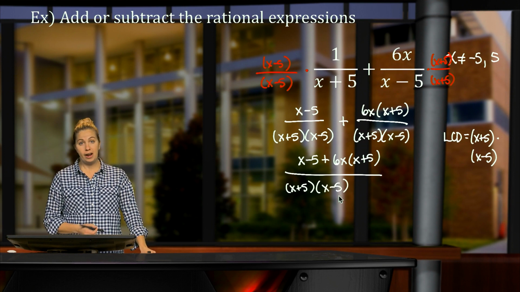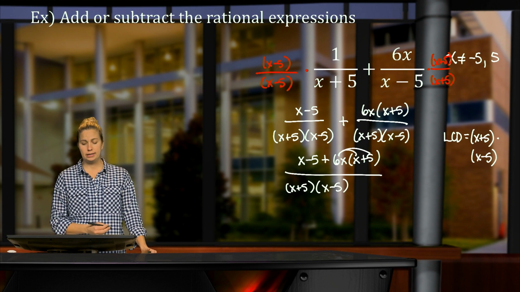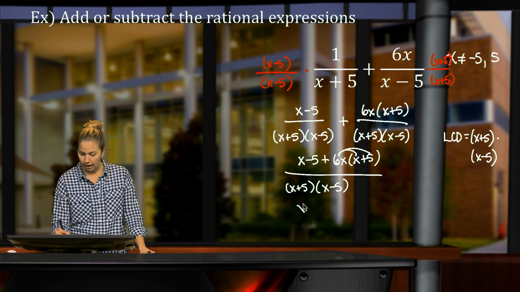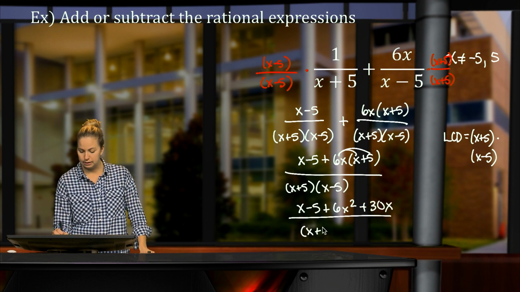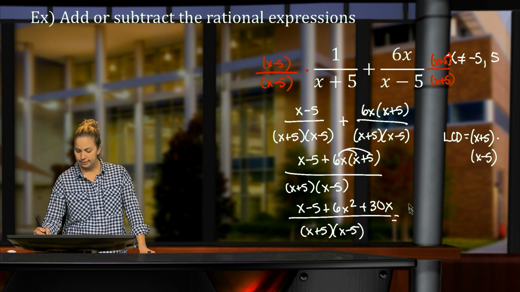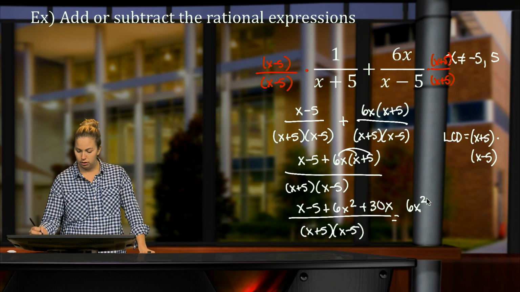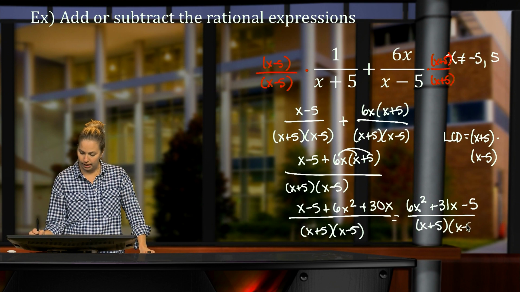We need to simplify our final answer, so we're going to distribute the 6x and work on combining like terms. x minus 5 plus 6x squared plus 30x over x plus 5, x minus 5. And that simplifies to 6x squared plus 31x minus 5 over x plus 5, x minus 5.